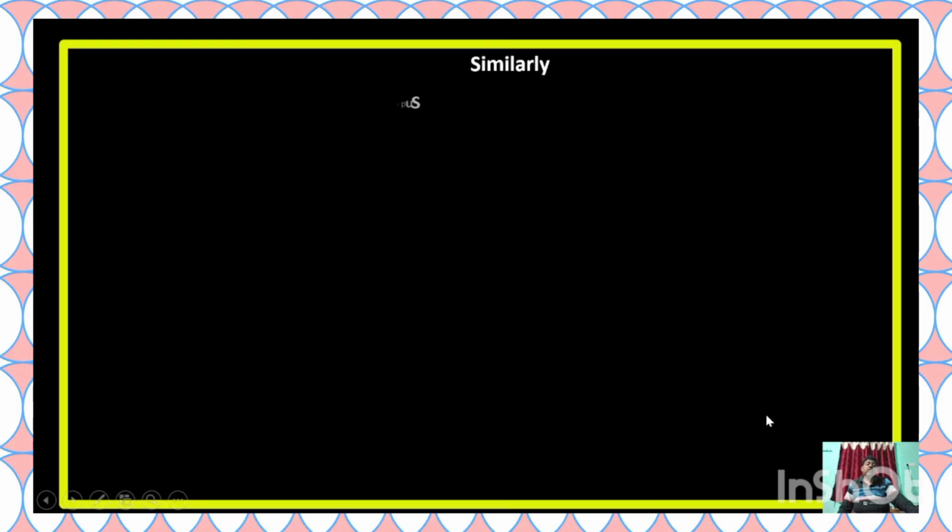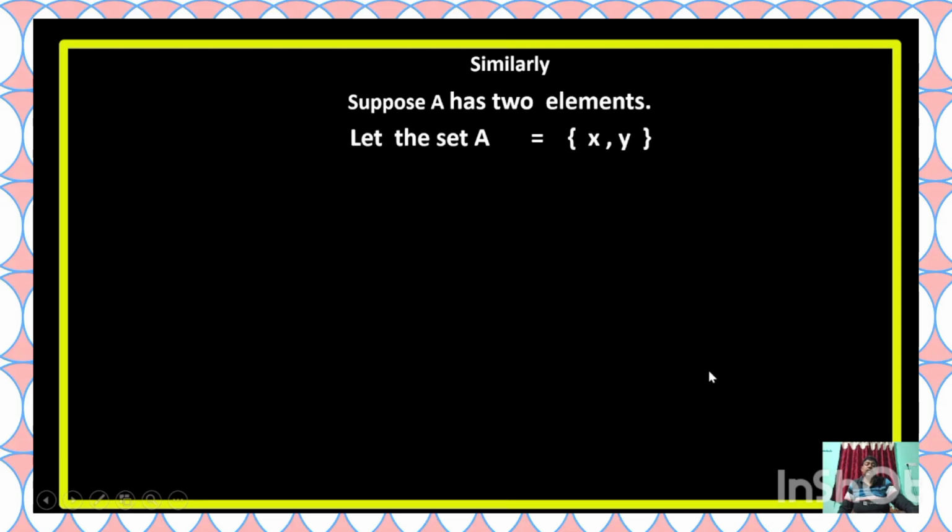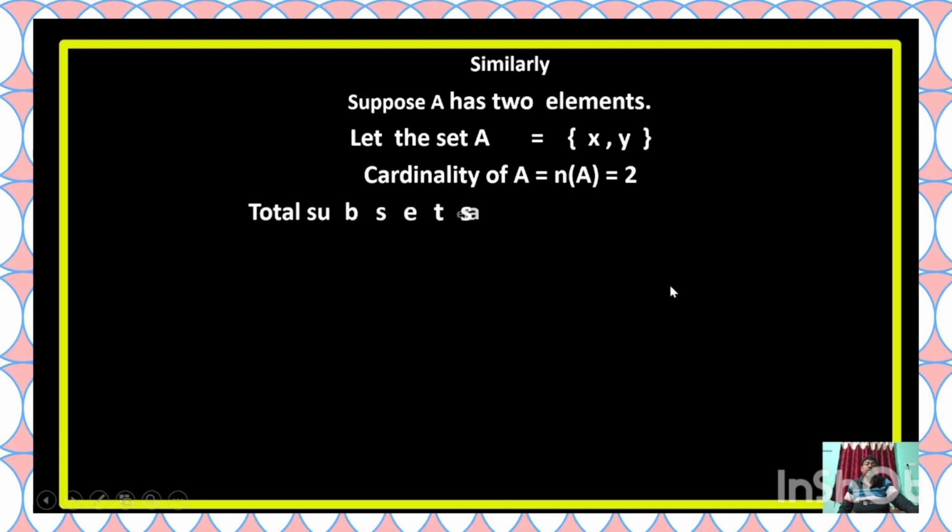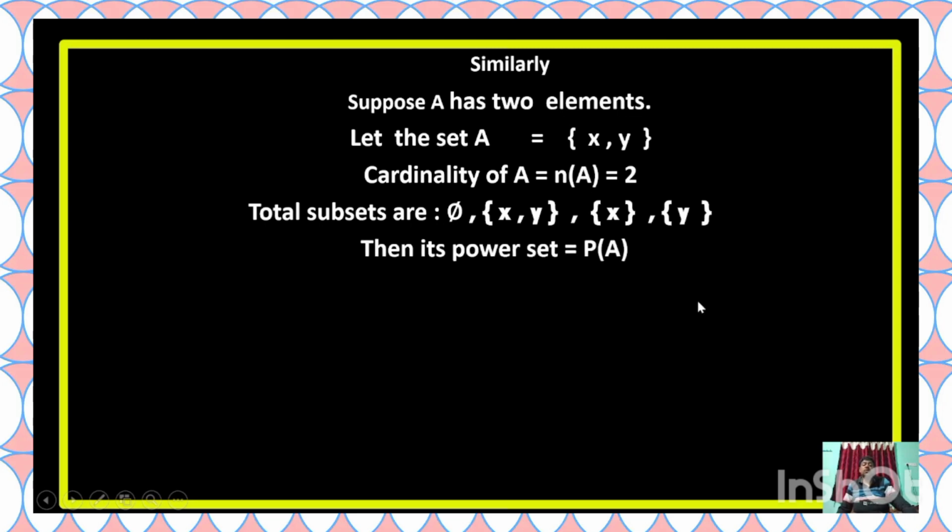Okay, understand? So similarly, let us suppose the set has two elements. Let A be a set having elements x and y. So the cardinality of the set A is what? n(A) is 2, right? How many elements are there? 2 elements. The total number of subsets, these are the subsets of the set A. How many subsets are there? There are 4 subsets. So we can write the power set as P(A), these subsets are taken as the elements and we can write the power set of A.